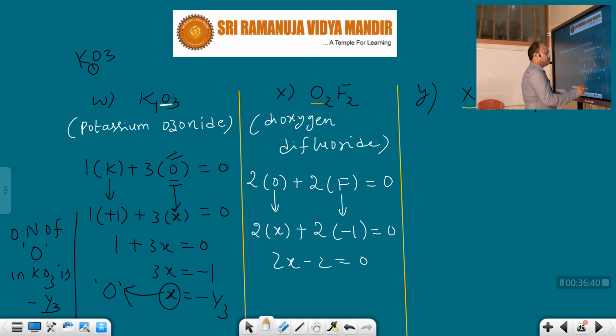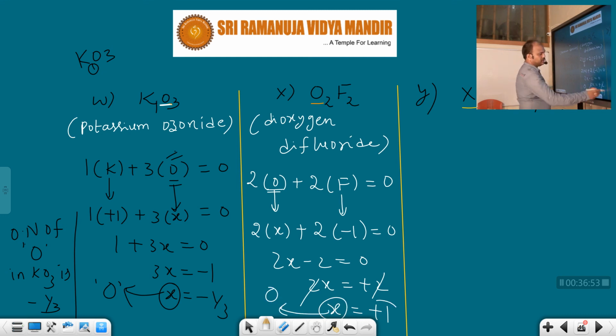2x minus 2 is equal to 0. 2x is equal to plus 2. That means X is equal to how much? Plus 1. X is nothing but what? Oxygen. Underline, I put that one, oxygen. That's why oxygen oxidation number how much? Plus 1 in O2F2. Here oxygen oxidation number is plus 1.